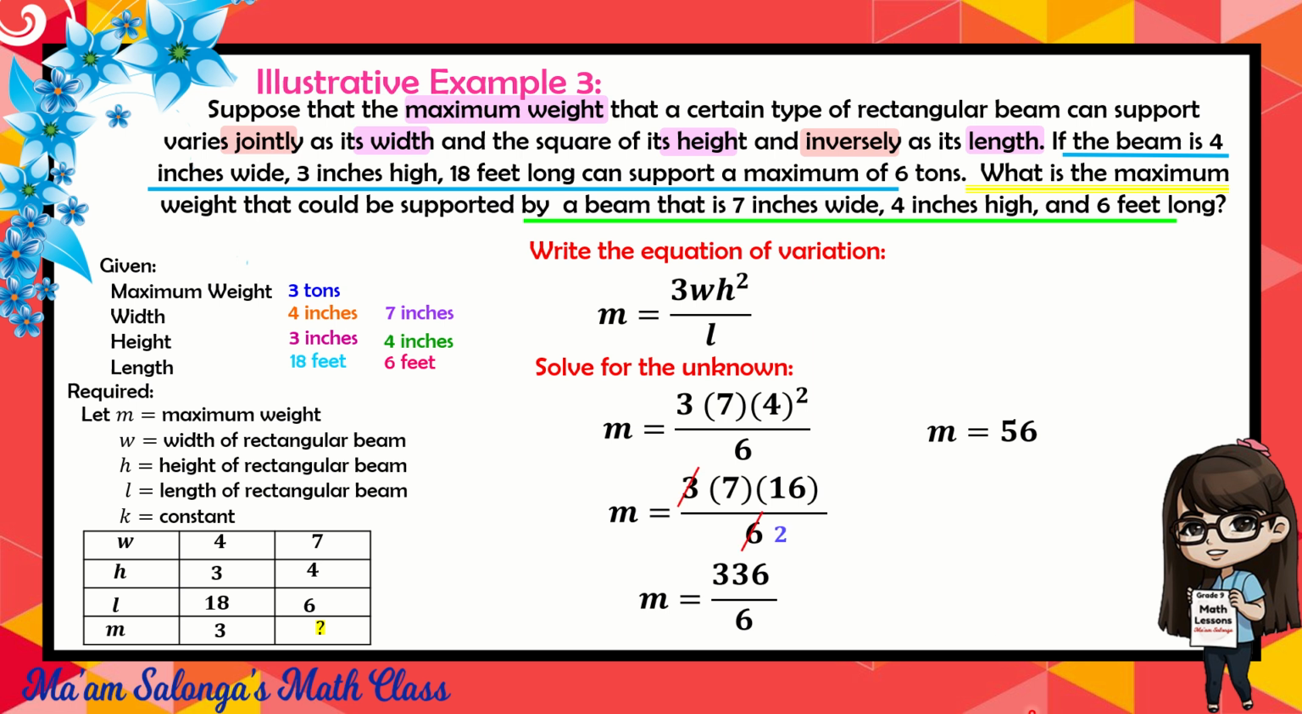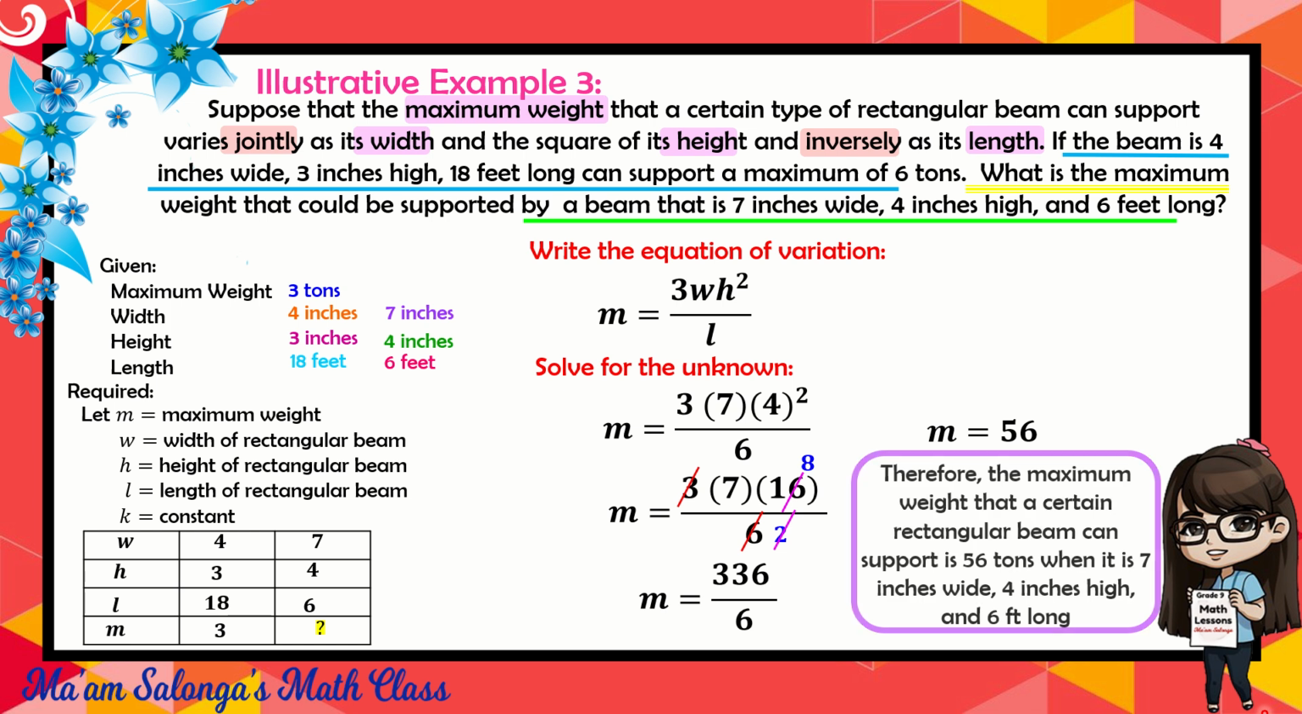We can also do this to make it faster, so that we don't multiply a large number and divide a large number. The 3 is divisible by 6, so when we divide, 3 divided by 3 is 1, and 6 divided by 3 is 2. Now, the 2 is divisible into 16, so 16 divided by 2 is 8. Right? Now, 7 times 8 is 56. So this cross cancellation is easier if you master it.